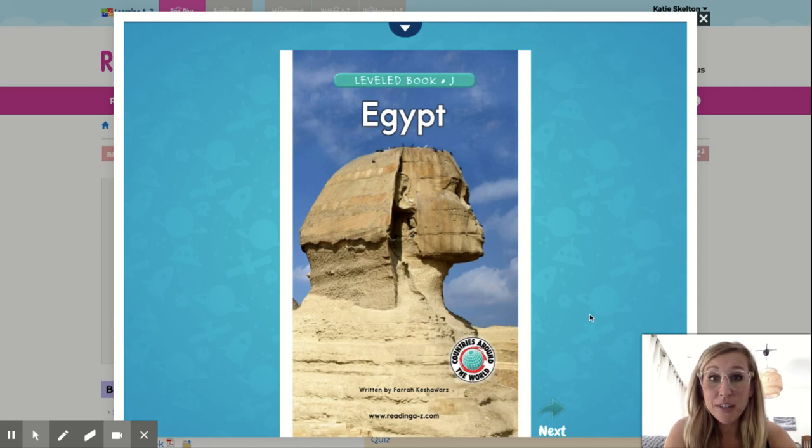Good morning, readers. Today we're going to read a nonfiction text together. And first, we're going to preview this text to model what you should be doing on your own whenever you are reading your own nonfiction text. So let's look at the title of this book.